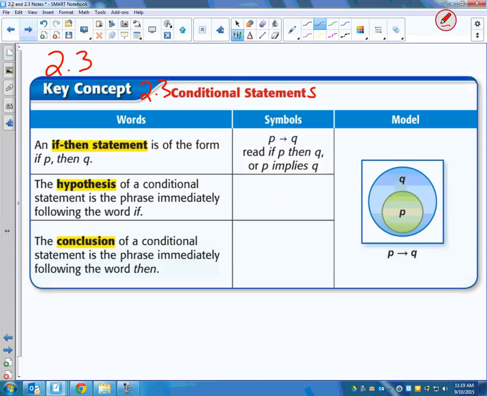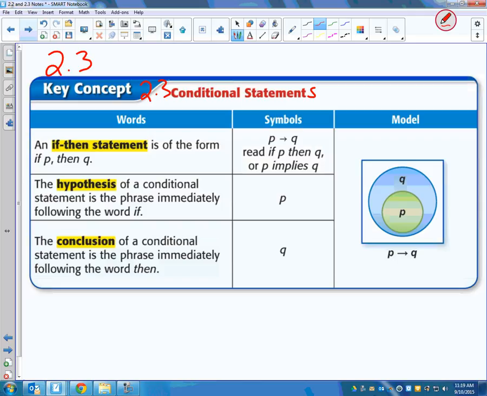Or I guess we should say the hypothesis is the P, the conclusion is the Q. I don't really know why they modeled this here, but they're modeling that P has to be true in order for Q to be true. I've never used that picture before in my life, but it's on the table.